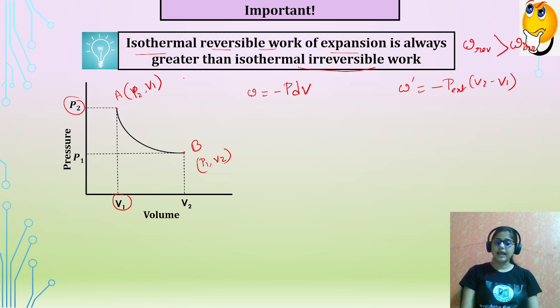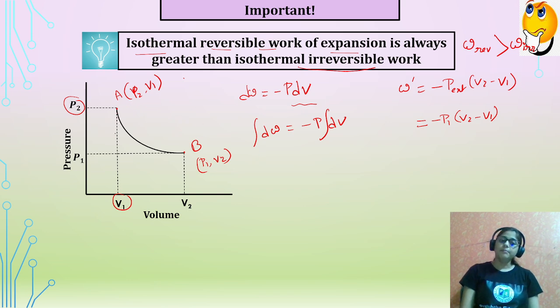If you are thinking that way, you are wrong. Why? Because in the PdV portion, we are taking every small step or every small change. But here only P external, the final pressure, means P2 into V2 minus V1. If we want the work value, we have to integrate it. dW will be minus P dV, right?